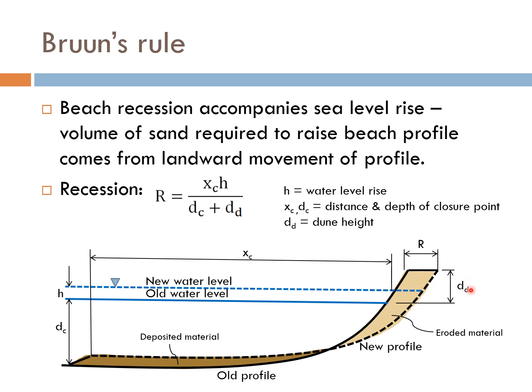This is the dune height at the shoreline, and so this R will be the calculated recession. So R is given by XC, the distance of the closure point, times H, the water level rise, divided by DC plus DD. DC is the depth of the closure point, and DD is the dune height.